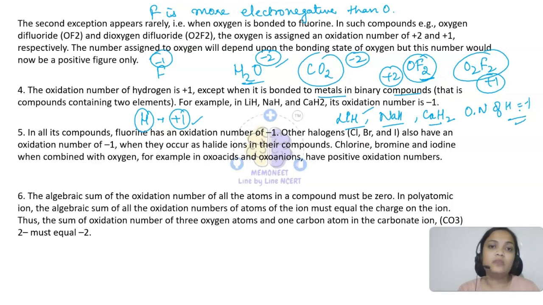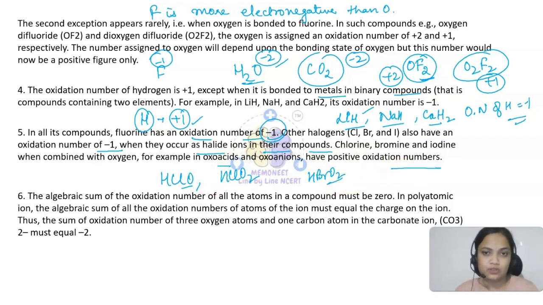Okay. Now the same goes with fluorine. I told you fluorine has an oxidation number of -1 in all compounds because it is the most electronegative element. But other halogens also have an oxidation number of -1 when they occur as halides. But when they combine with oxygen in oxo acids like HClO, HClO2, HBrO2, in that case the halogens, chlorine and bromine, will have positive oxidation numbers also.